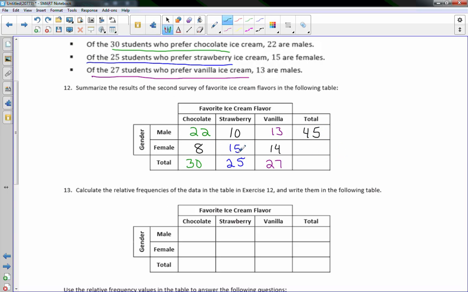Females, there's 8 plus 15, which is 23. And 23 plus 14 is 37 females in this group. 7 plus 5 is 12, carry the 1. 4 plus 3 is 7, plus 1 is 8.